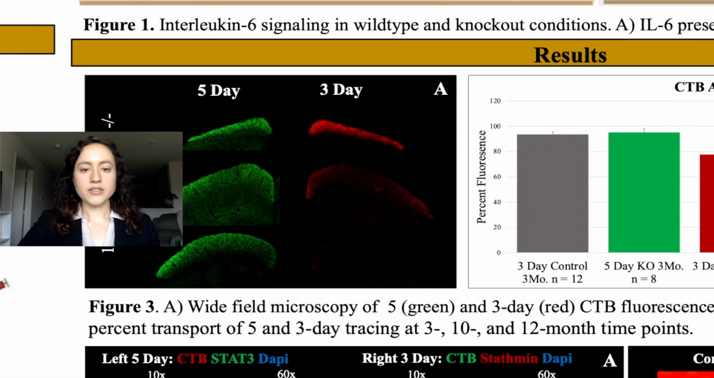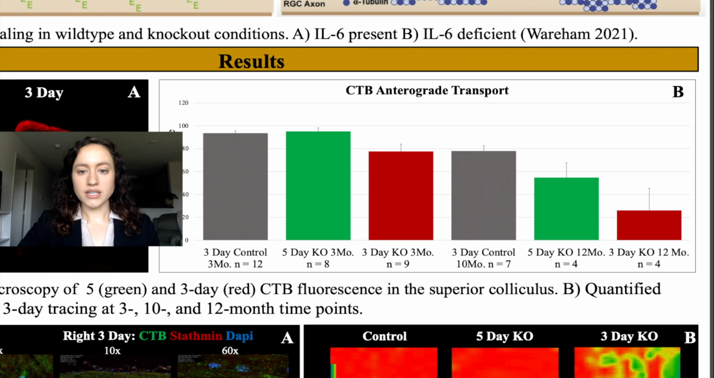Figure 3B represents quantification of CTB transport in young and aged IL-6 knockouts. In the young 3-month-old group, a difference in transport is apparent between the 3 and 5-day time point, with the 5-day time point being similar to that of the control. Interestingly, in the aged group, CTB transport is reduced at both time points. In both the young and aged models, 3-day transport of CTB yields a greater fluorescence in the control group than in the IL-6 knockout group.